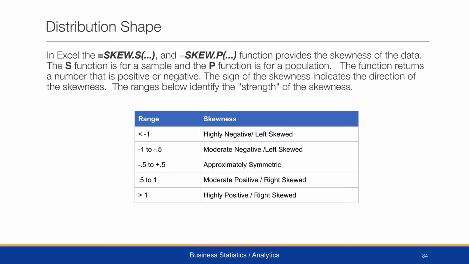And what we're looking for are numbers that are less than -1, which would be highly negative, left skewed. -1 to -0.5 would be moderately negative or left skewed. If it's -0.5 to +0.5, it's approximately symmetric. Then 0.5 to 1 is moderately positive, right skewed. Greater than 1 is highly positive and highly right skewed.